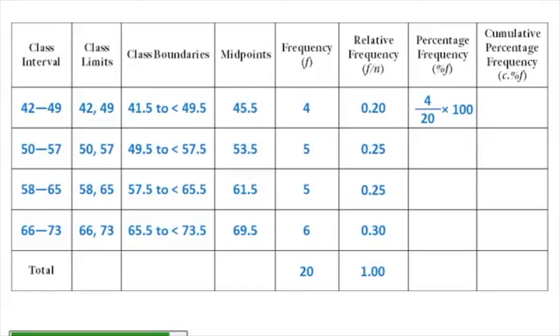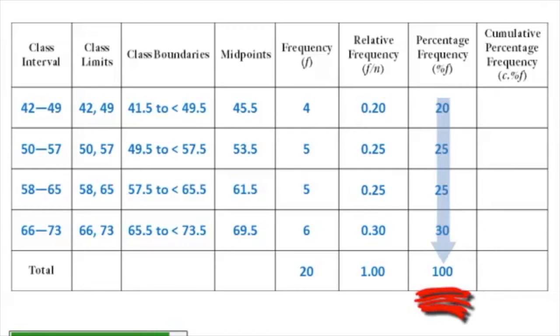So for the first class interval, our percentage frequency is 20%. For the second class interval, it's 25%. For the third class interval, it's 25%. And for the fourth class interval, our percentage frequency is 30%. Again, we add up the percentage frequency, and if we did our calculations correctly, we should end up with a total percentage frequency of 100%.